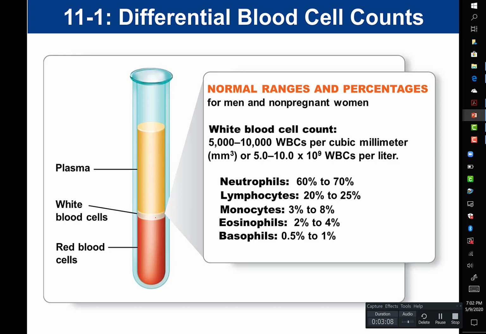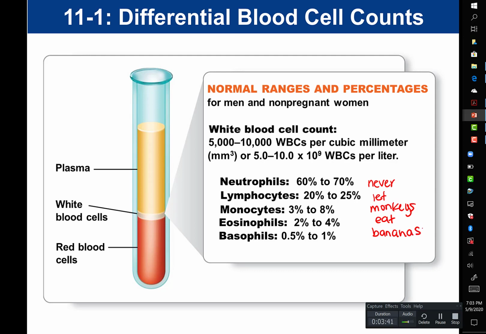So if we were to look at our white blood cells, the easiest way for me to remember the relative abundance of these different types of white blood cells is to remember: never let monkeys eat bananas. So this is how I remember this. So never, let, monkeys, eat, bananas.